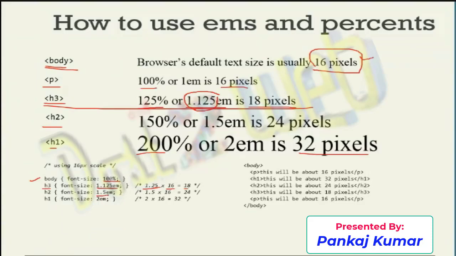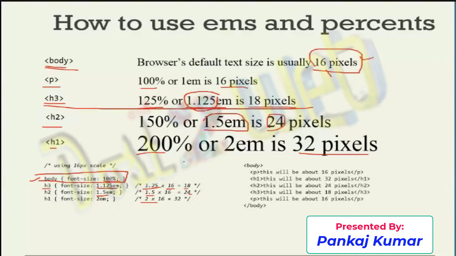the same way you will have this, 1.5. Now H2. For H2, what is that? We are going to multiply with this, because already we are using 1.5 EM for H2. But what is the pixel size of your original, that is the parent, the body tag? The body tag is 16 pixels. Multiply by 16, so 24 pixels. In a similar way, 2 into 16 is 32 pixels.